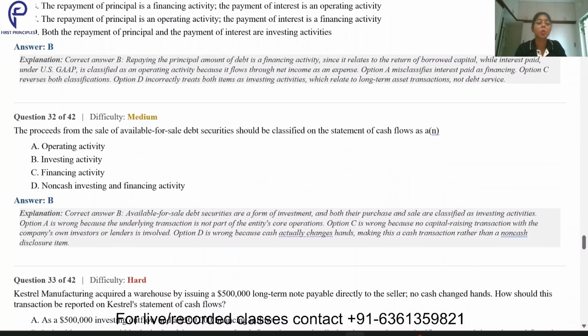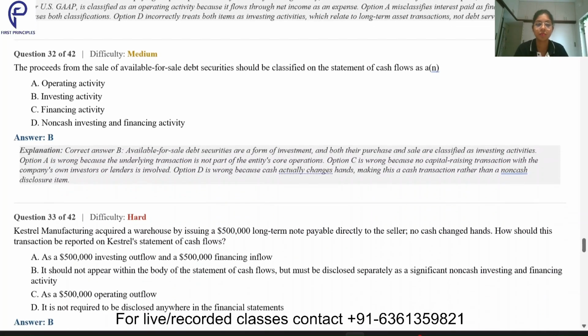Question number 32. The proceeds from the sale of available for sale debt securities should be classified on the statement of cash flows as what? That means we have done some kind of an investment and we are selling off these available for sale debt securities. So this will be my investing activity.